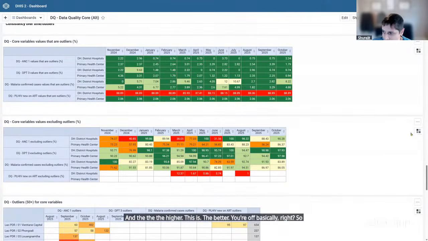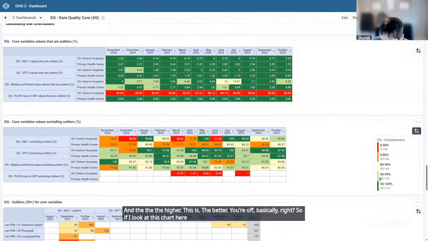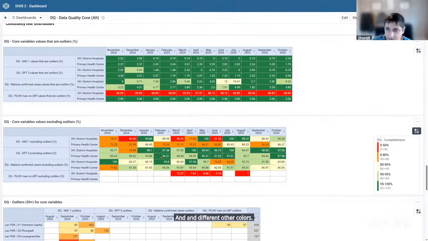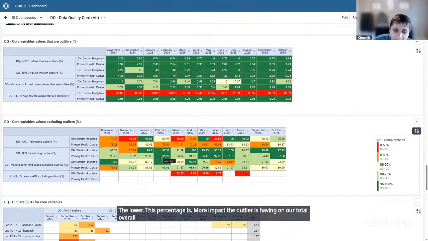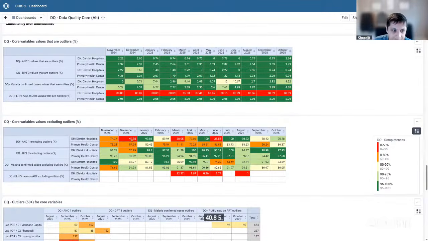So if I look at this chart here, it has percentages in red and different other colors, green, right? Green is good, right? Basically, the higher the percentage, the less impact our outlier is having on our total. The lower this percentage is, the more impact the outlier is having on our total overall value. So where we see this, for example, 40.85, meaning that the outlier is actually 60% of our data, okay, essentially. And if we remove that outlier from our data, we're only left with 40% of our total value.